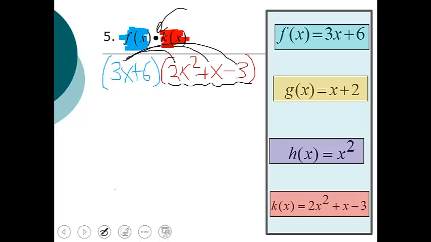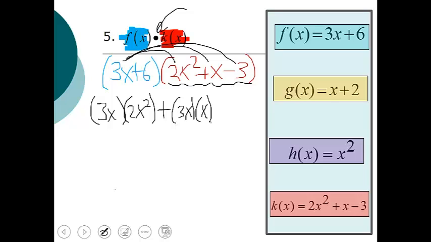If you don't like the house party analogy, fine by me. Pick and choose, double distributive property is fine also. But what I'm going to do is multiply the 3x and the 2x squared. I'm going to do 3x just to kind of show what I'm multiplying, 2x squared. I put a plus, and now I'm going to do the next part. 3x and x. I put a plus. I always put a plus just because you'll compensate for the signs later. Then I got the 3x and the negative 3.